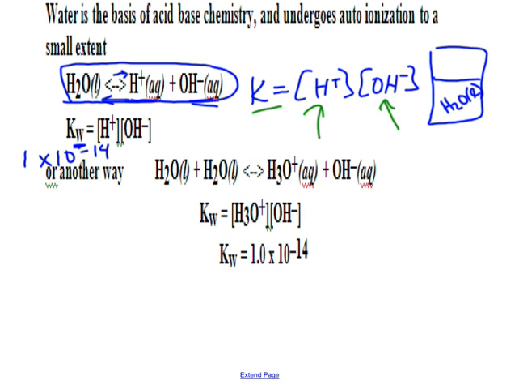You're looking at me like you've never seen this before in your life. If this is 1 times 10 to the negative 14th, and I said water is neutral, what does that mean? What does neutral water mean? These are the same concentrations. Acid and base is the same. So this would be 1 times 10 to the negative 7, and this would be 1 times 10 to the negative 7.